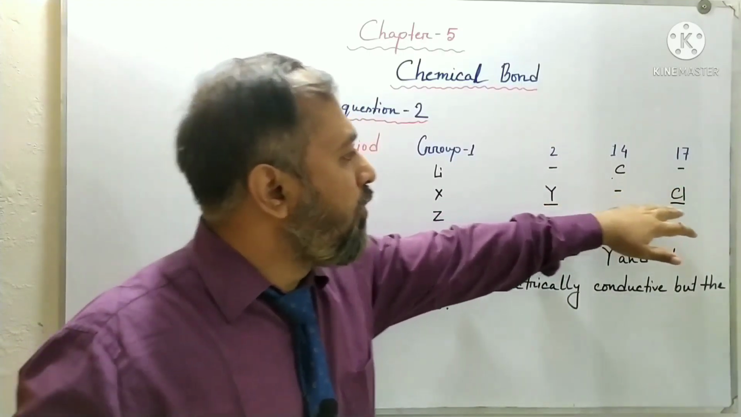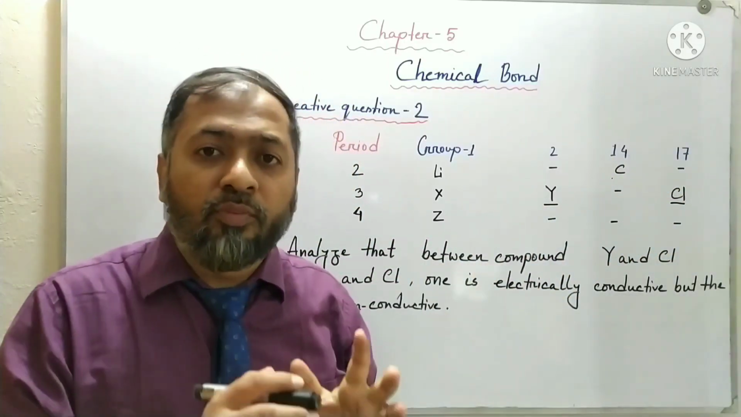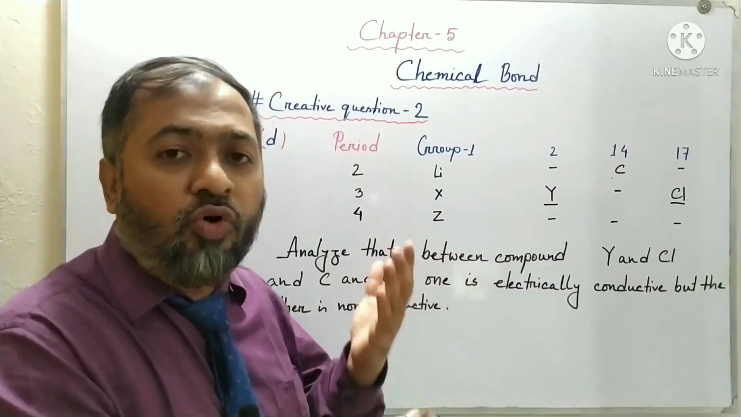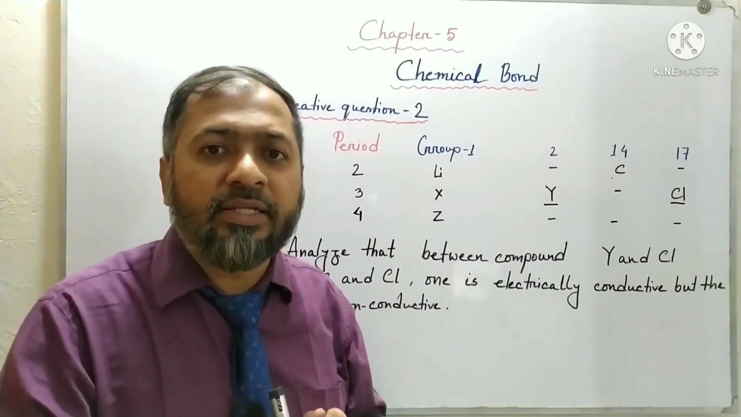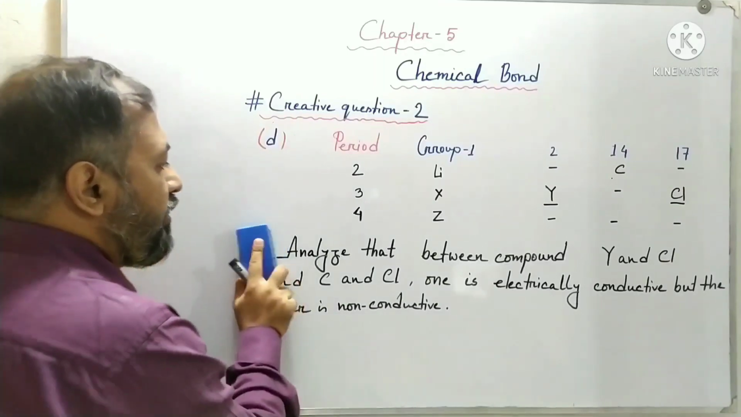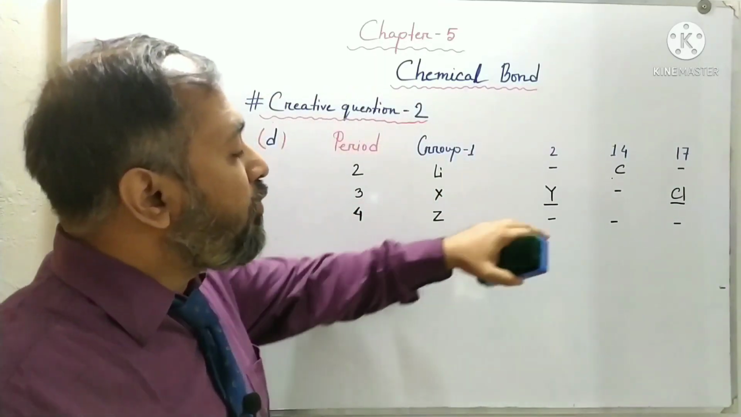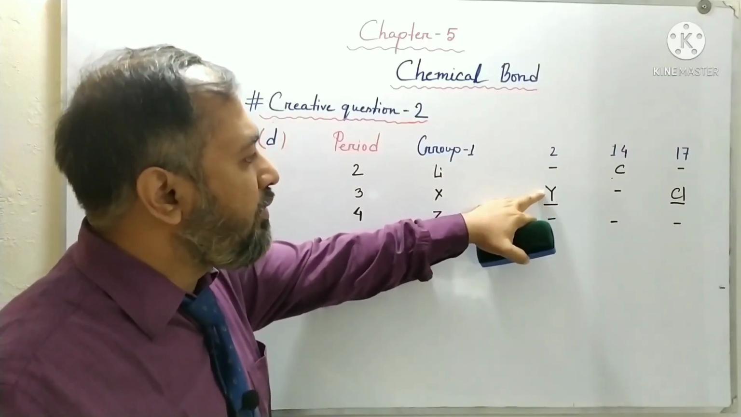So Y and chlorine and C and chlorine, and between these two compounds we have to prove that one is electrically conductive but the other is electrically non-conductive. Now I am going to show you. In this case, first of all we need to find out what is actually Y.